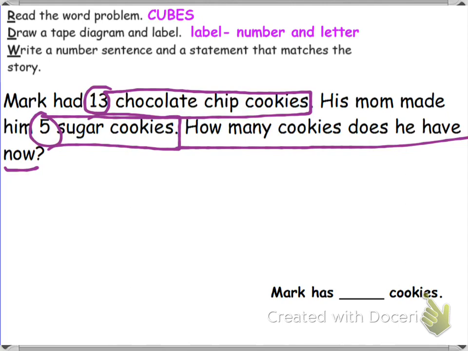Okay, so now I'm going to ask myself those million-dollar questions. First thing is, does the word problem tell us the whole? Looking at this, we know it does not tell us the whole. We know that Mark had 13 chocolate chip cookies and his mom made him 5 sugar cookies. So I know that there's 13 chocolate chip cookies. I'm going to put a C because chocolate, chip, and cookie all start with a C. Then his mom made him 5 sugar cookies. We're going to label that 5 with an S for sugar.